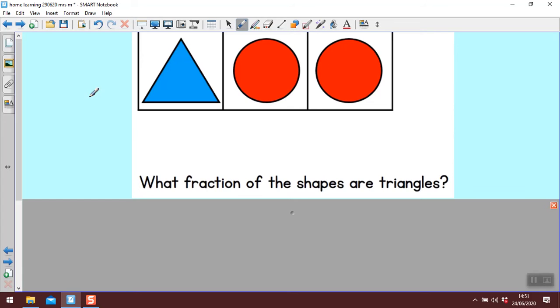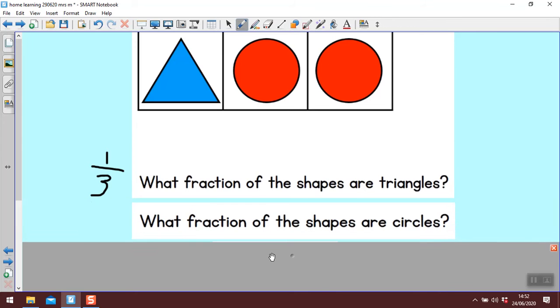Have a look at this. Do you remember what fraction of the shapes are triangles? Remember the line on a fraction means out of, so 1 out of 3 of the shapes are triangles, so 1/3 of the shapes are triangles. What fraction of the shapes are circles? You've got 2 circles, so 2 out of 3, so 2/3 of the shapes are circles.